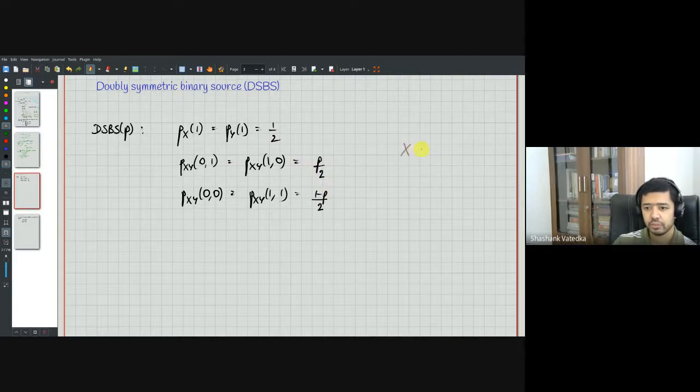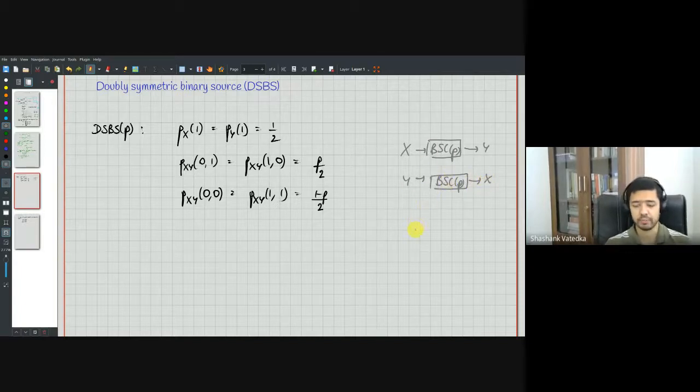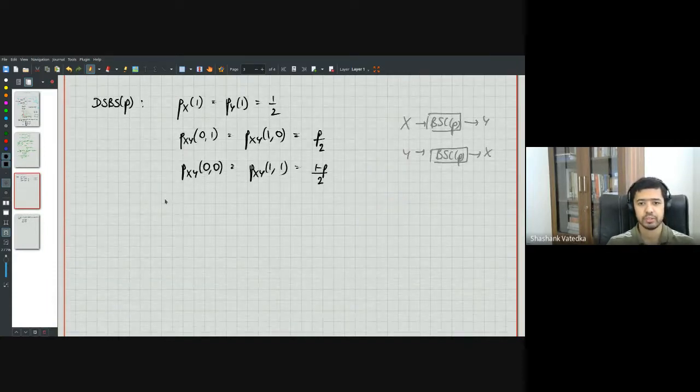So it's as though you take X, pass it through a BSC(p) to get Y, or you take Y, pass it through a BSC(p) to get X. So these two distributions are identical. This is the so-called doubly symmetric binary source. Okay, so if we had to compress each of these separately, then what rate can you achieve?